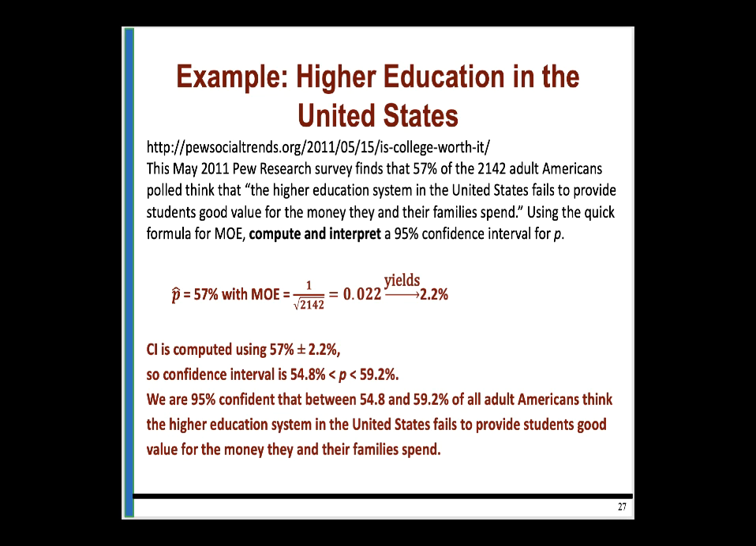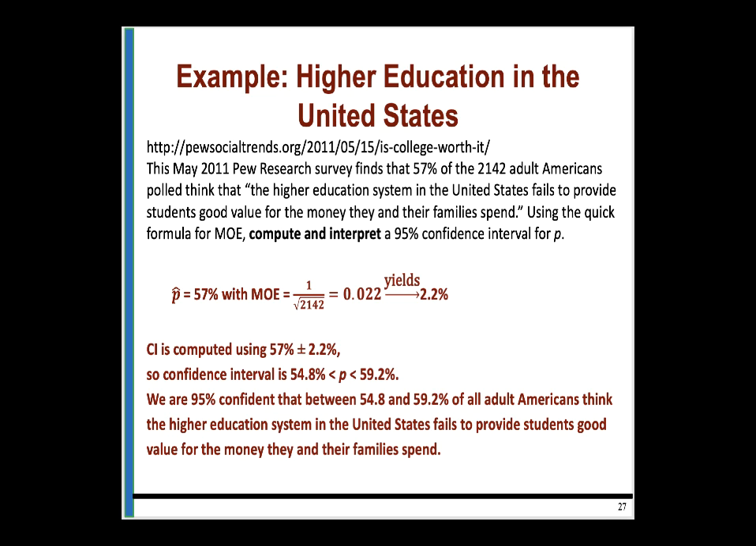In this study in 2011, the Pew Research found that 57% of the 2,146 adult Americans who were polled think that the higher education system in the United States fails to provide students good value for the money they and their families spend. So what would our confidence interval be for the true population proportion based on this result? Our p-hat here is the value that's found in the study, 57%. The margin of error is obtained by taking 1 divided by the square root of the sample size, which is 0.022 or 2.2%.